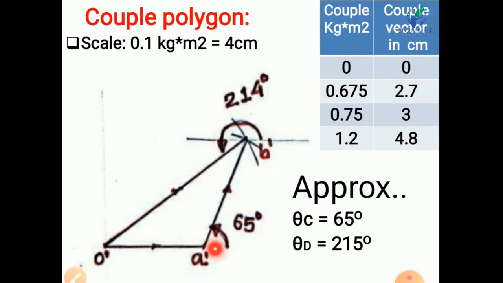So we measure the angle theta. This is theta b. If we measure this angle, it is 65 degree, and if we measure this other angle, it is 214 degree. So from the couple polygon we obtain theta c and theta d. So now we have only 2 unknowns, theta a and mass a.